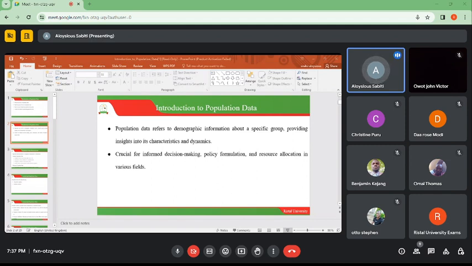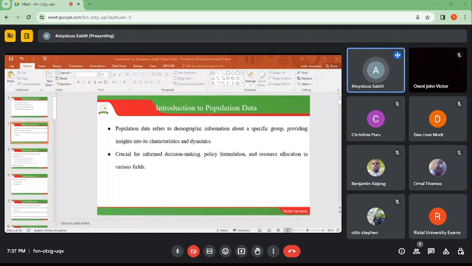You can use the central tendencies, using the mode, the median or the mean of a numerical variable measured for a population, and you can be able to understand the population numerically. But also there is what we call the categorical population data. And this is the percentage of people who identify with a certain gender, ethnicity, or religion.